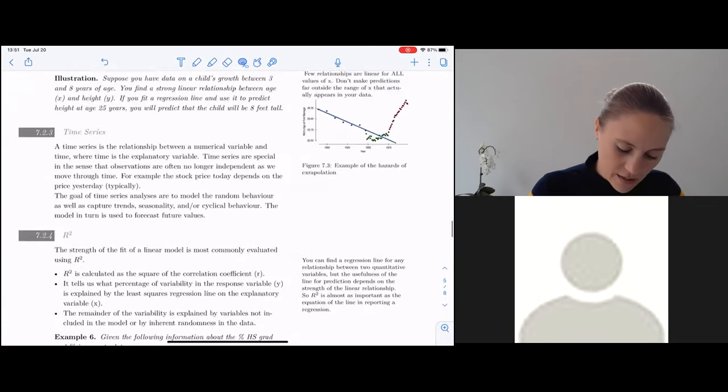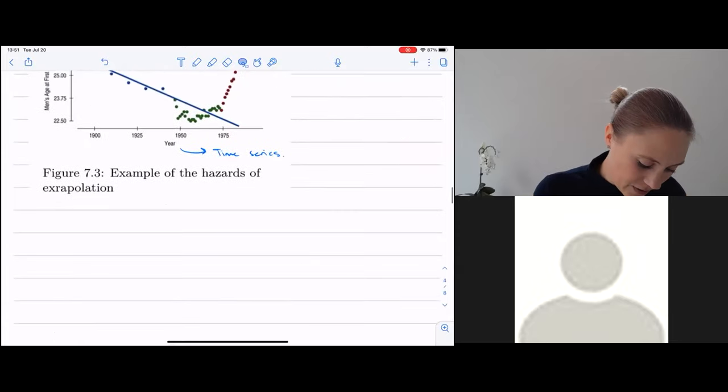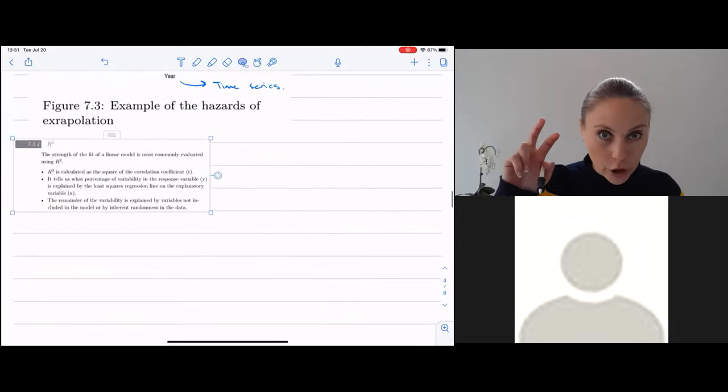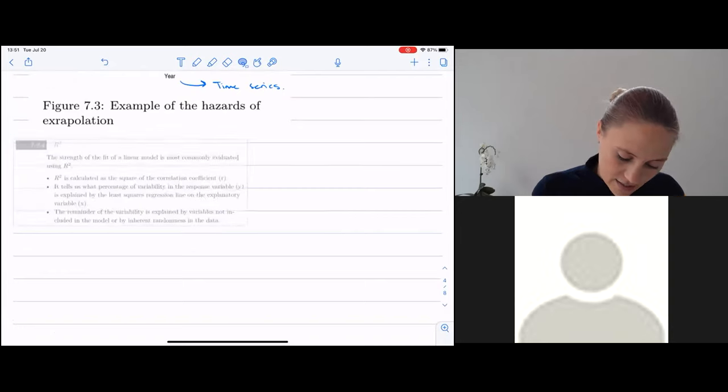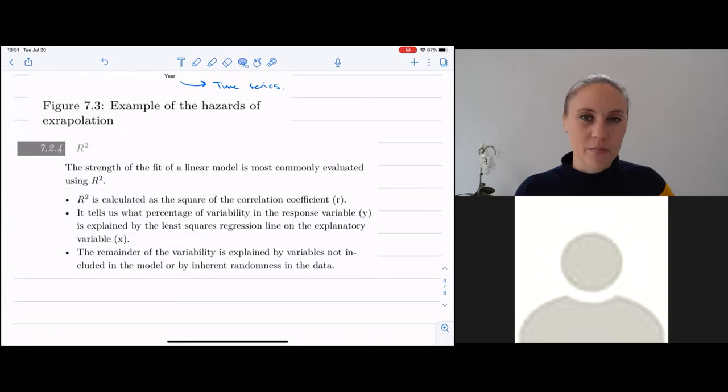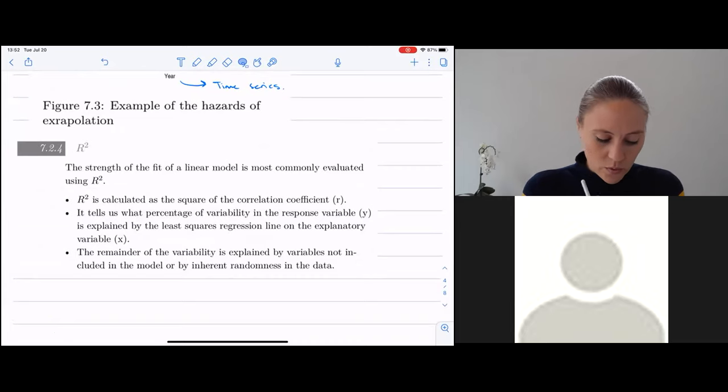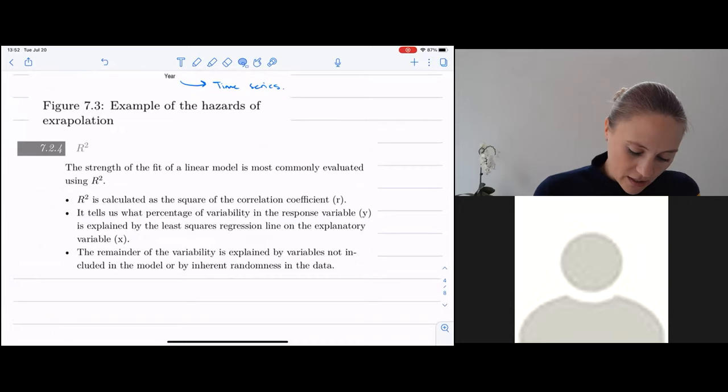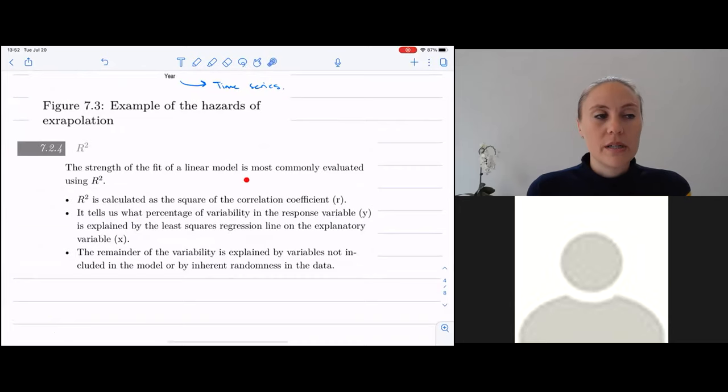Now, how we decide if a line of best fit is good, and you can call it goodness of fit. It doesn't really apply to this, but there is such a thing as goodness of fit, even though it sounds ridiculous. We want to measure the strength of the fit of a linear model. And what we use most commonly is called R squared.